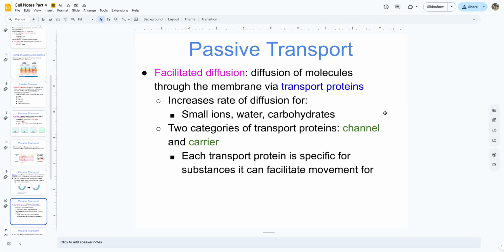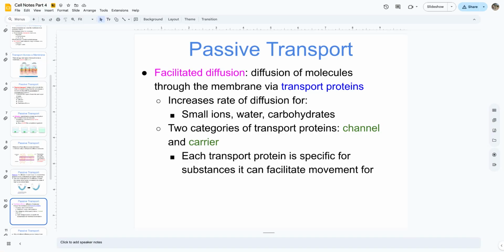Lastly, we have facilitated diffusion. Facilitated diffusion is going to be molecules moving from high to low concentration through a membrane with the assistance or facilitated by proteins, transport proteins. These are going to be going through those cell membranes. This is going to allow molecules like your ions, your polar molecules, your larger molecules, right? Like your sugar to get through.